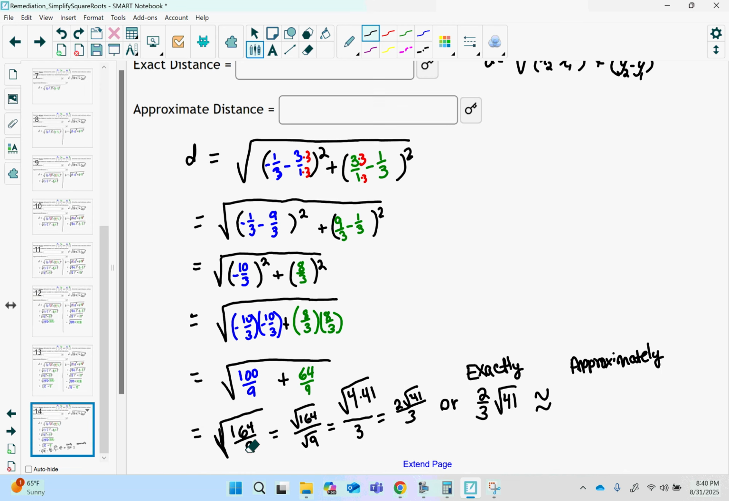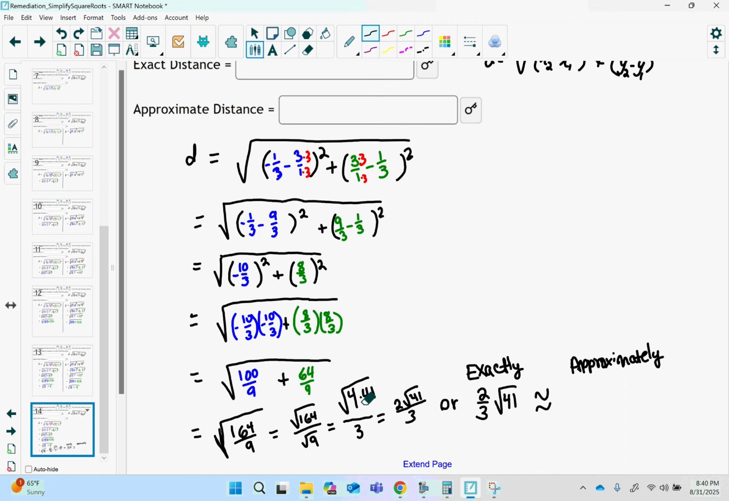Then to simplify this, I'm like, oh, well, 9 is a perfect square, so we can rewrite this as separate radicals being divided. So another property of radicals you would have learned about in a previous class is that you can split them up like this. So I rewrote it as the square root of 164 divided by the square root of 9. So then that simplifies. In the bottom, the square root of 9 just simplifies to 3.